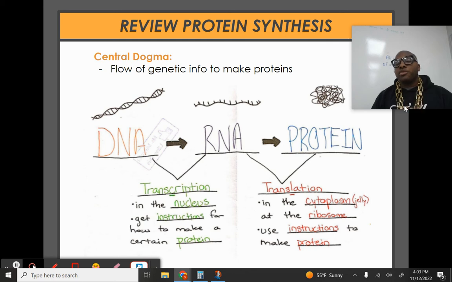Remember, transcription happens in the nucleus because DNA can't leave the nucleus. So there has to be a copy that's made inside the nucleus, which is that RNA, which is now being translated in the cytoplasm at the ribosomes, because that's where it goes down at, right?